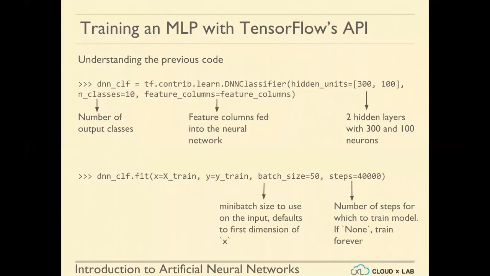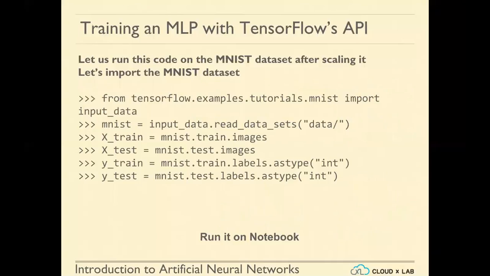Number of steps, as in the number of steps for which to train the model. Okay, if we pass none, that means it will train forever and will only stop when the error is increasing. So no, it'll actually run forever. You'll have to try it out. Okay, now.